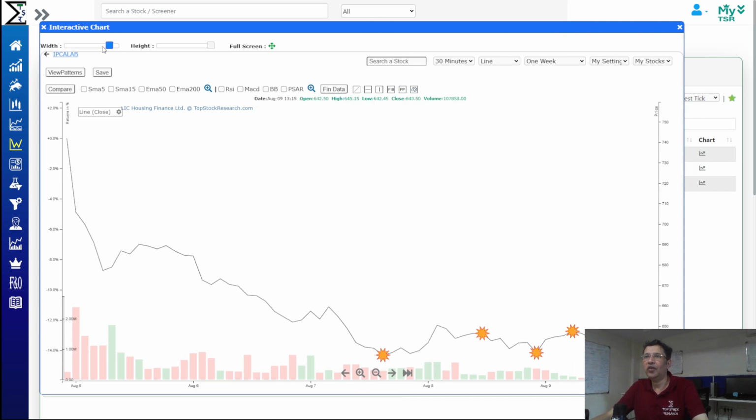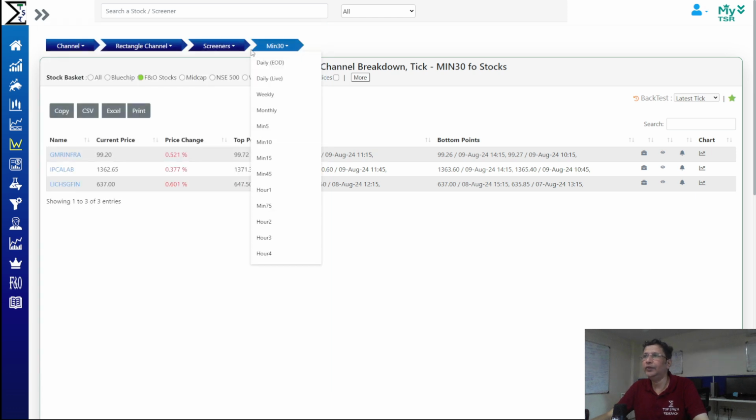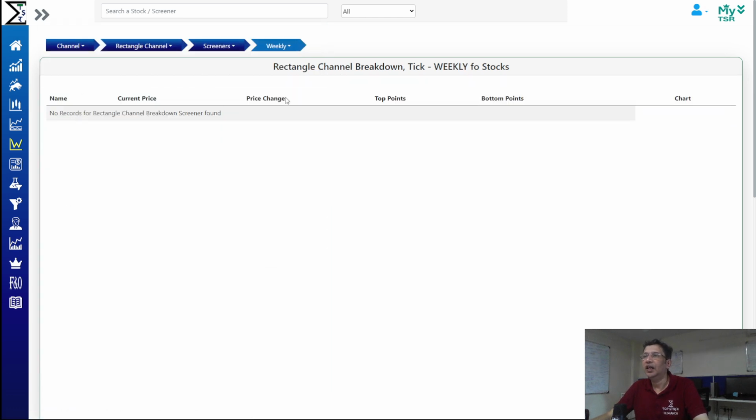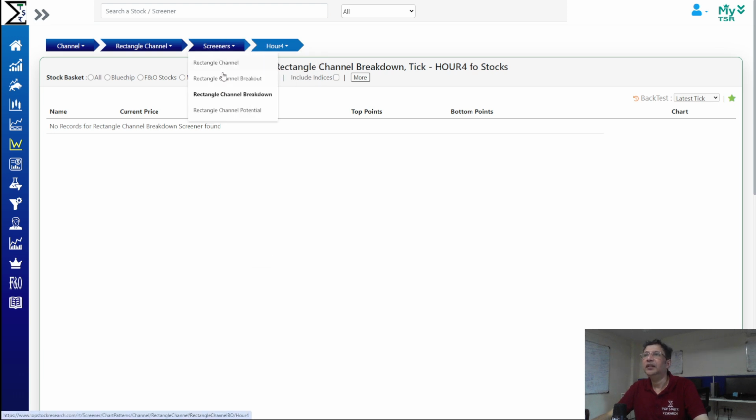So the better way of looking at this one is like this. So you'll see a much better rectangle. So a breakdown is happening, but when you trade intraday, you have to be an expert in charts to make money. So if you're trading in a smaller period, needless to tell you about those things. When you look at weekly, nothing. 4 hours, maybe something. Nope. Okay, breakout on 4 hours.